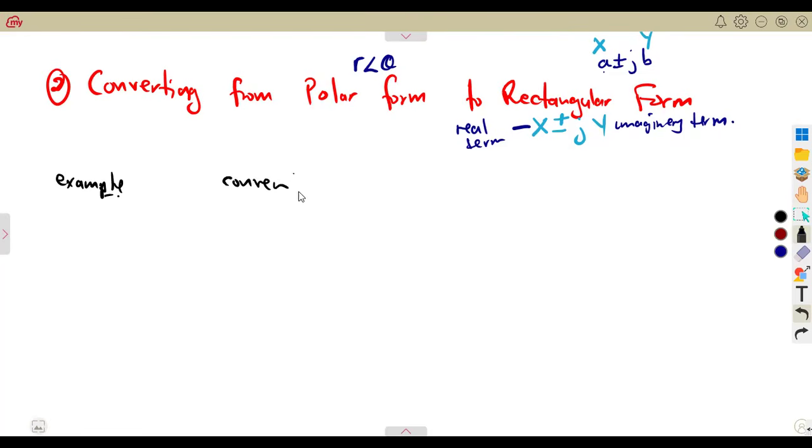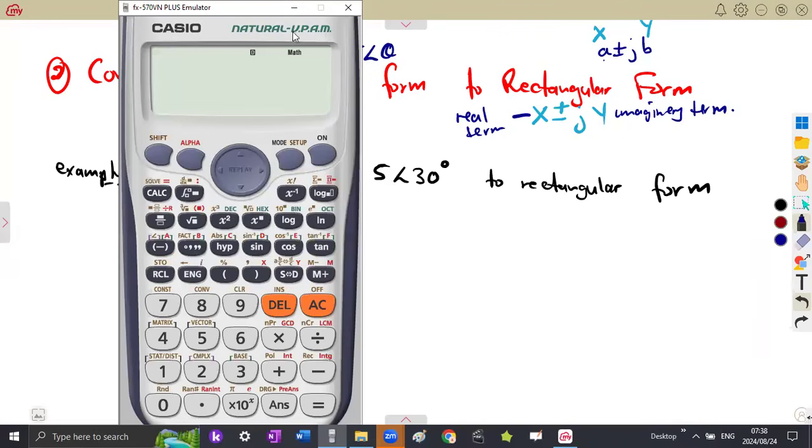Convert, let us say, 5 angle of 30 degrees to rectangular form. As we can see, guys, this is our polar form of r angle theta. Do not worry, the calculator is going to give us everything. Remember the conversion part. You need to convert to rectangular form, so you press the rec, where it's a negative there. So it's going to be shift, you press the negative this time.